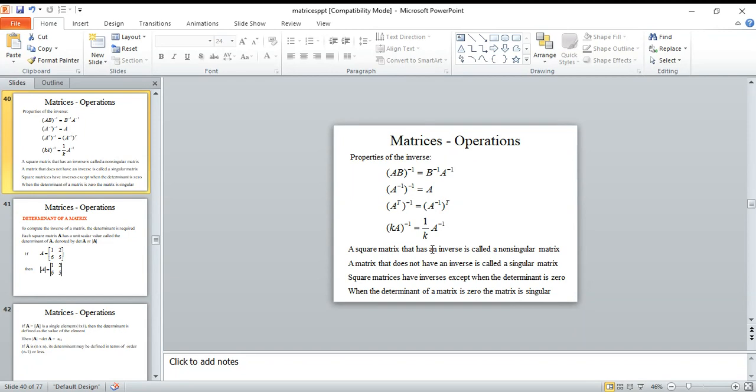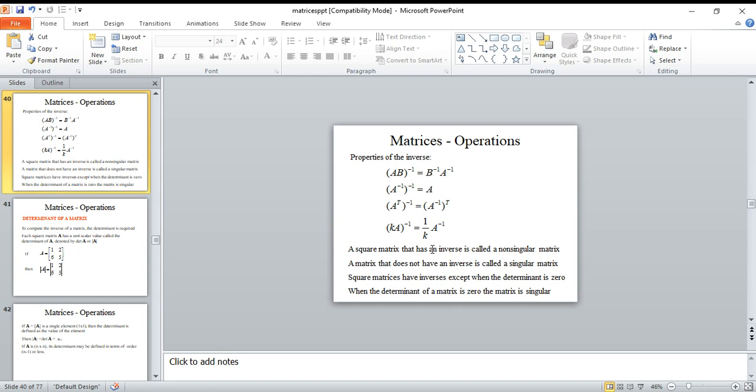Matrix operation properties of inverse. The inverse of AB whole equals B inverse A inverse. The inverse of A inverse whole equals A. The inverse of A transpose whole equals the transpose of A inverse. The inverse of K A equals 1 by K into A inverse.